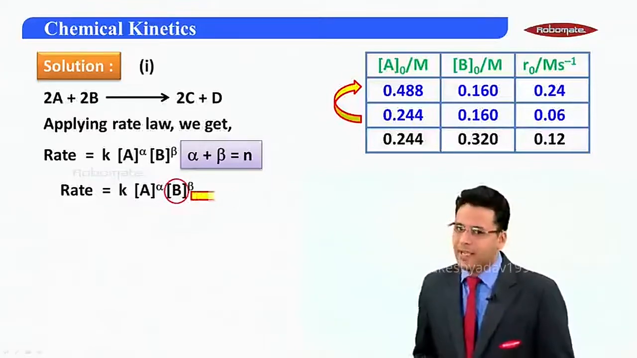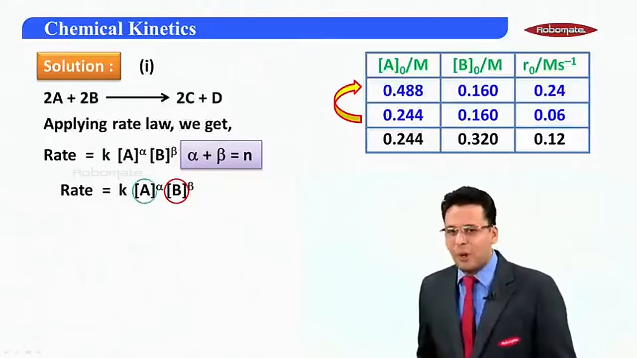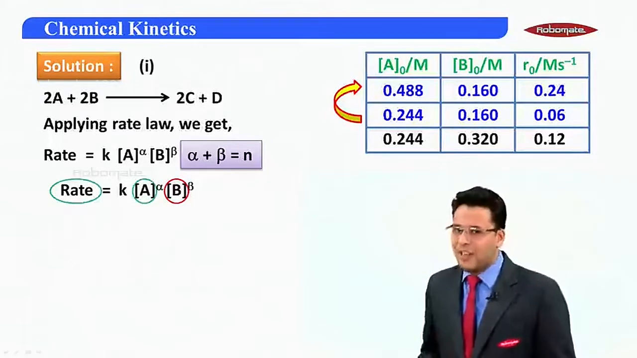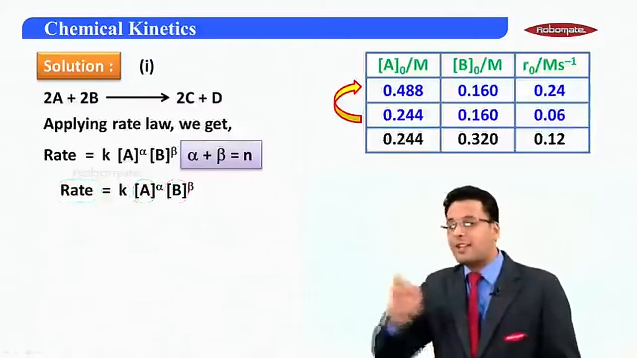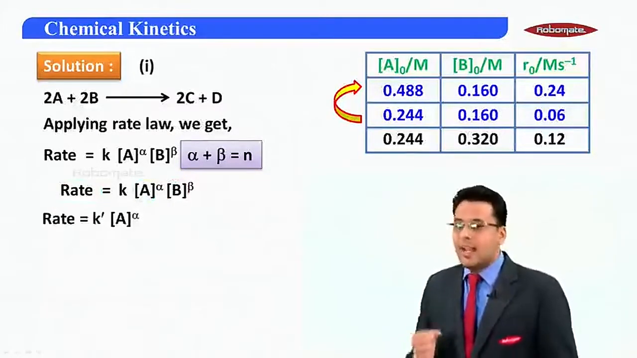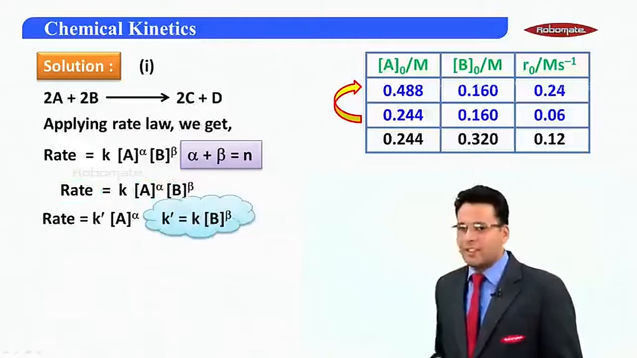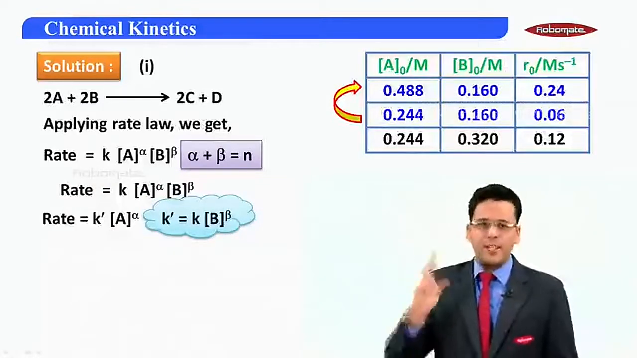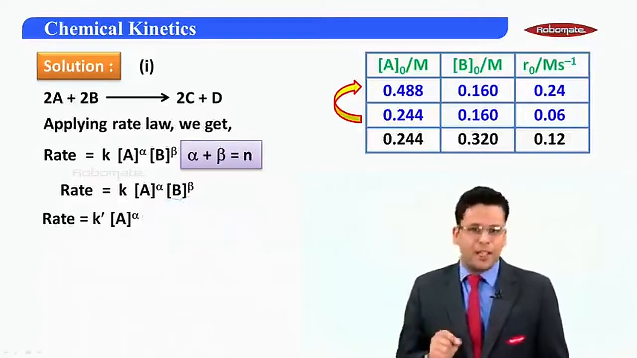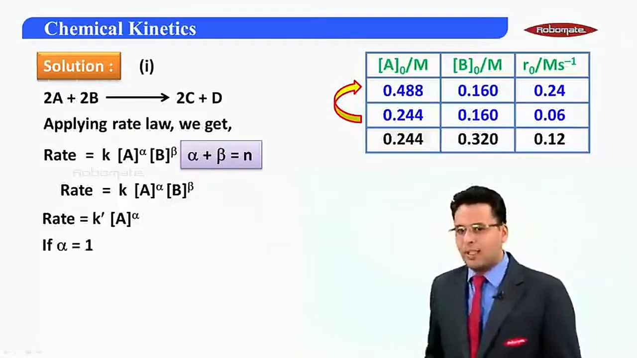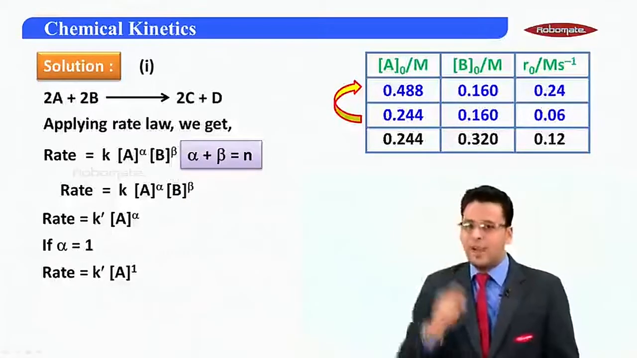So if we incorporate all these things in the rate law, concentration of B is a constant. Concentration of A is changing and correspondingly the rate of the reaction is changing, which means these are the two variables. If we take all the constant terms aside, we will get rate is equal to K dash into concentration of A raised to alpha, where K dash is nothing but K into B raised to beta, all the constant terms accumulated together. Now here if we take the alpha value as 1, the equation will become rate is equal to K dash into A raised to 1.